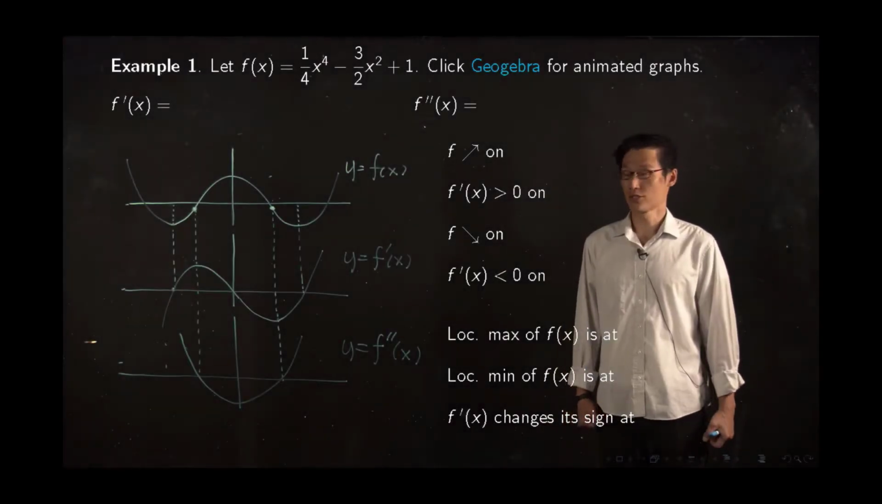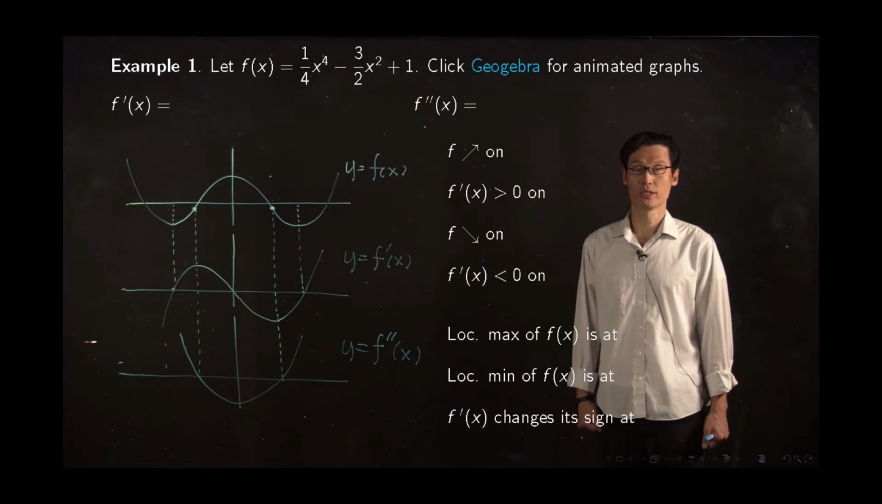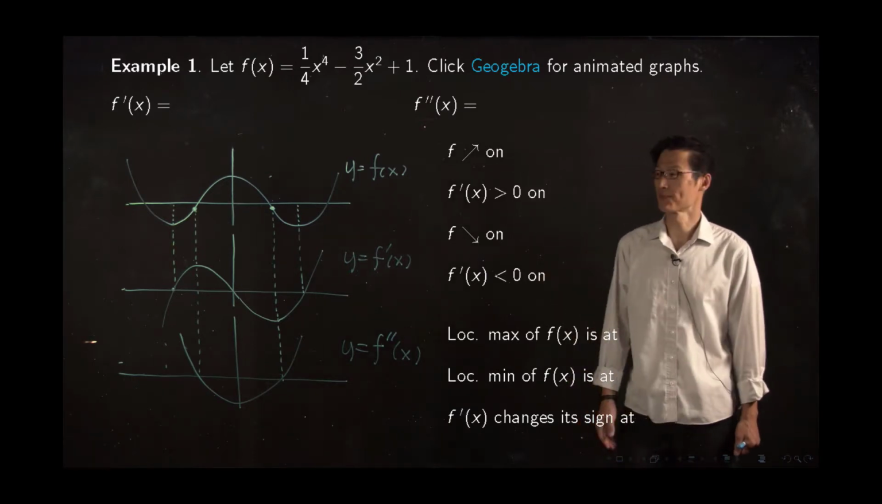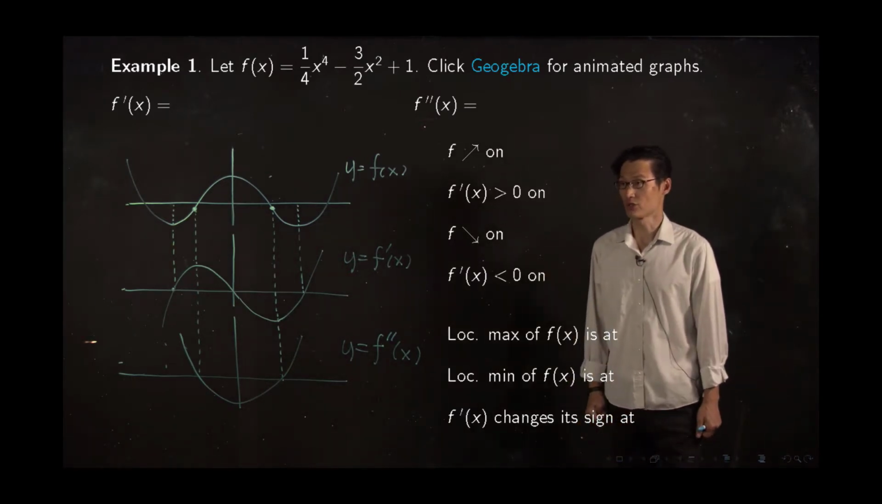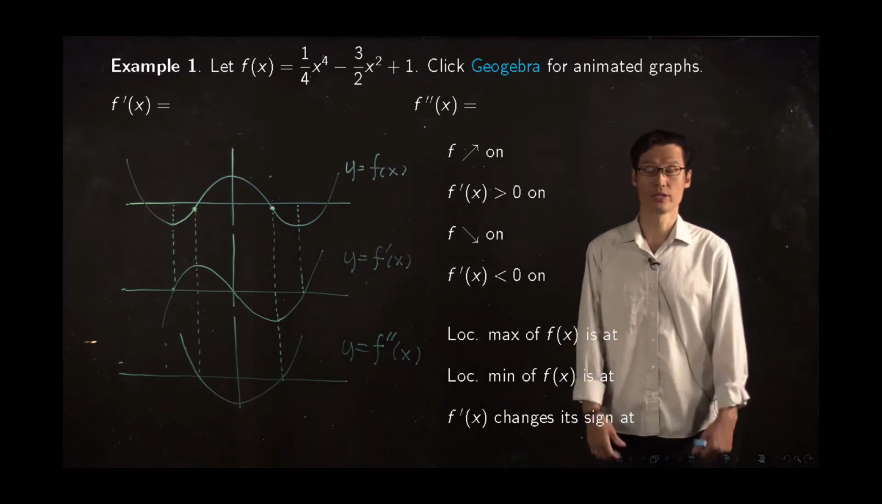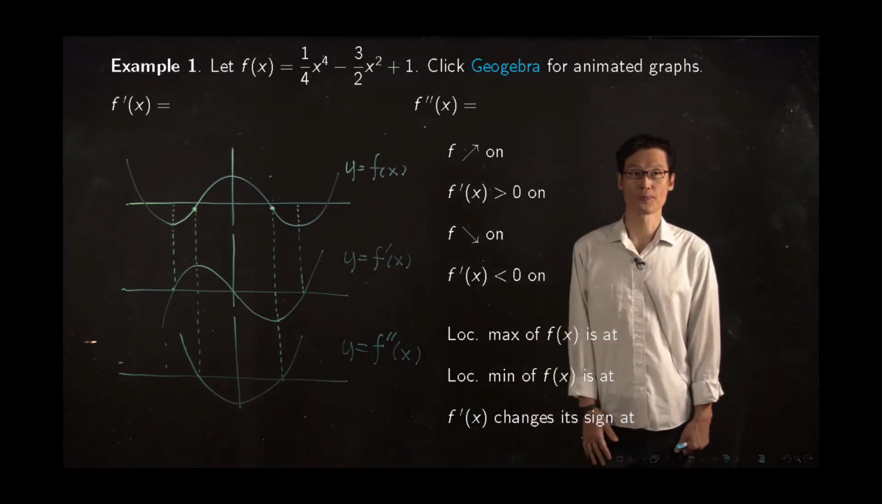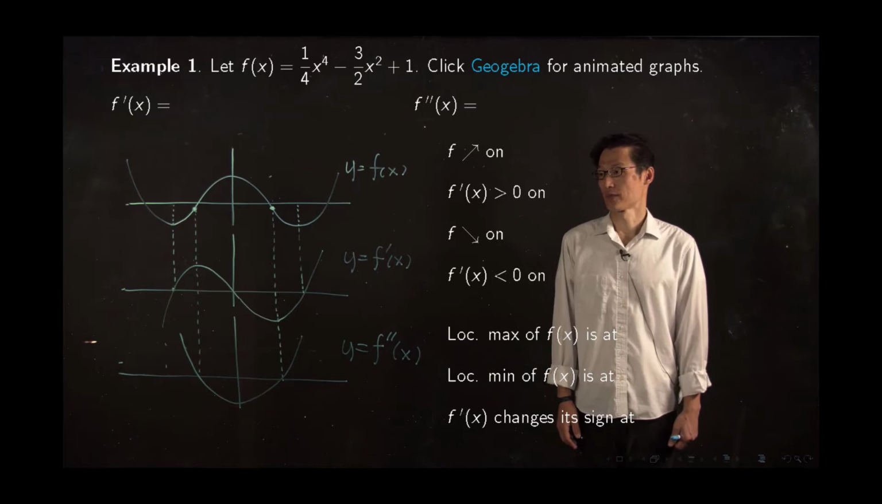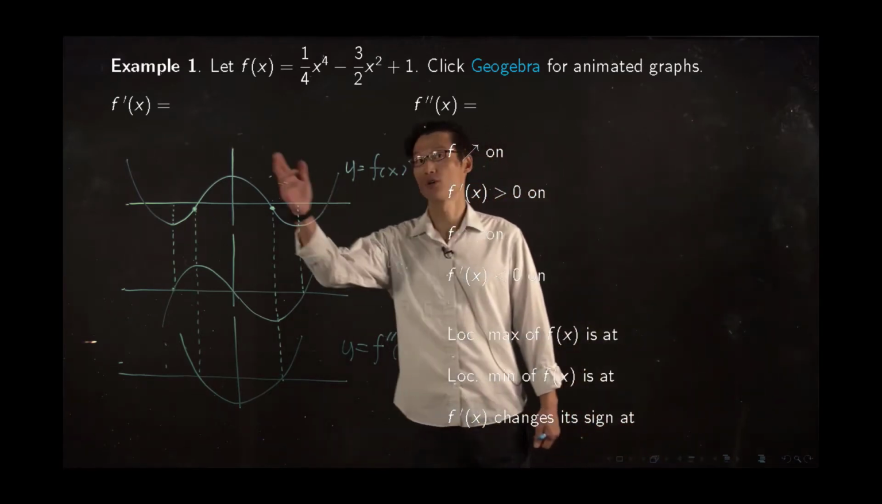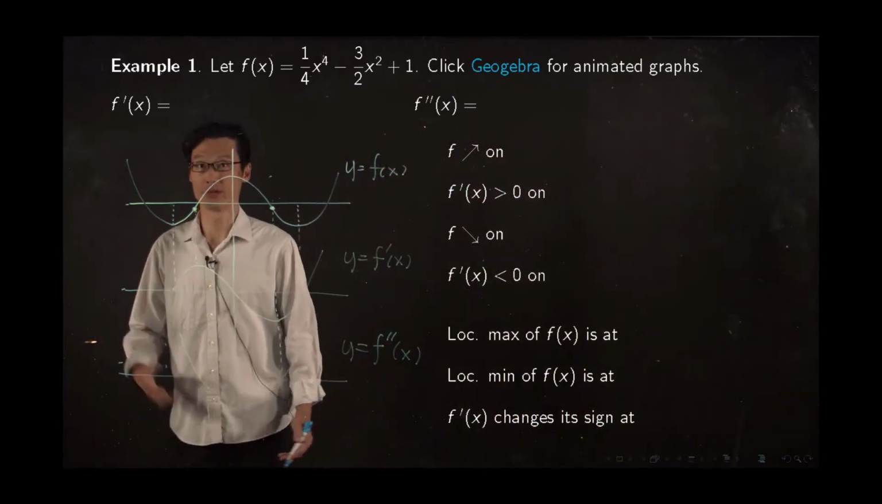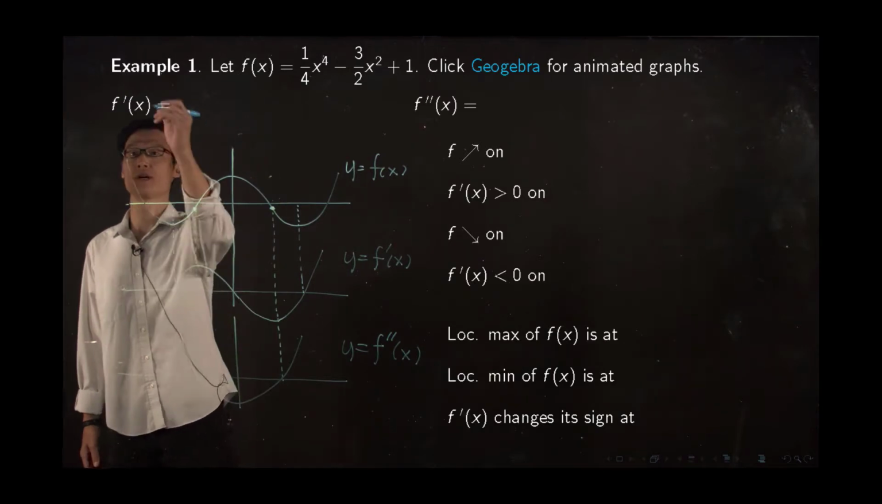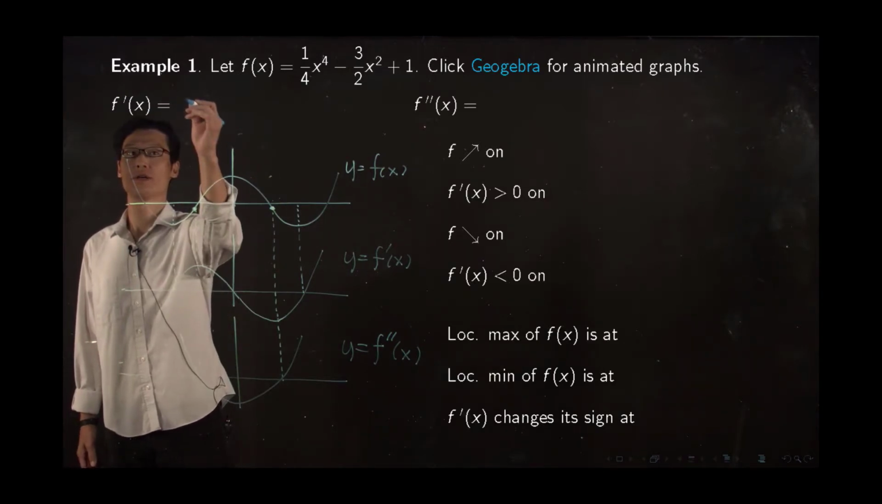All right, this example is quite important. Let us use this quartic function to develop some very important observations. For this function, we can start with taking the derivative. The derivative of this function is x cubed minus 3x.